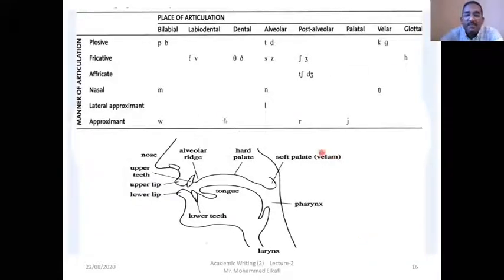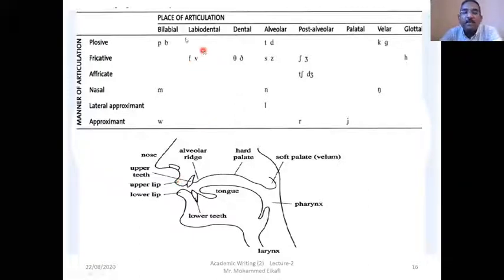Here we have a table which explains the classification of sounds. First, we have, for example, place of articulation. When you say place of articulation, here it means bilabial. When you say bilabial, that means we use the two lips, the upper lip and the lower lip, participating in making the sound. Labiodental means the lower lip touches the upper teeth, as in fa and va. So you can see this one.